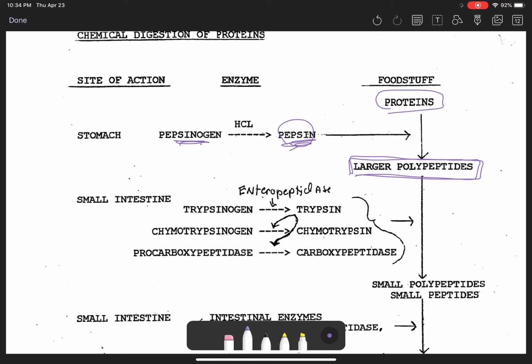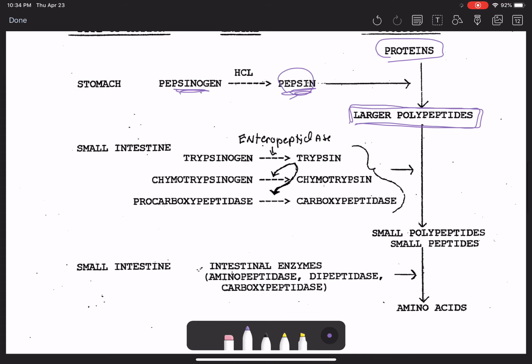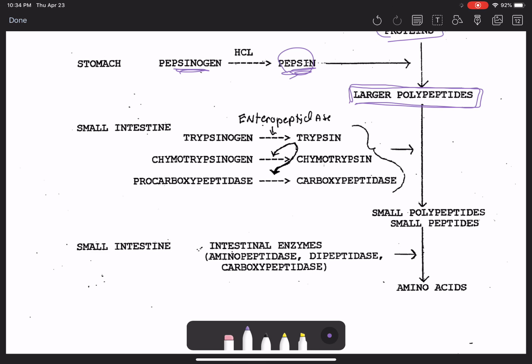So then we can further break down those larger polypeptides with other similar enzymes. So once we get into the stomach, we have other enzymes waiting for us. These are called the enteropeptidases. And these enteropeptidases, and these are just examples of them, trypsin, chymotrypsin, and carboxypeptidase, are all just going to do the same thing. They're just going to continue to work on these peptide bonds.